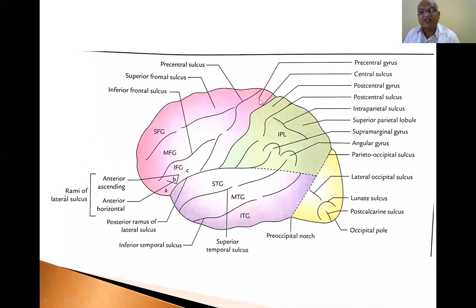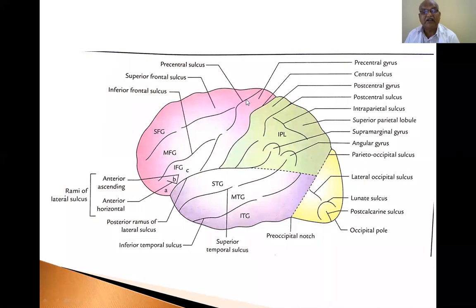Now before the central sulcus is the precentral gyrus. Now this is the precentral gyrus. Precentral sulcus, central sulcus, precentral sulcus, and postcentral sulcus. This is the postcentral gyrus. This is the precentral gyrus. Precentral gyrus is the motor area. Postcentral gyrus is the sensory area.